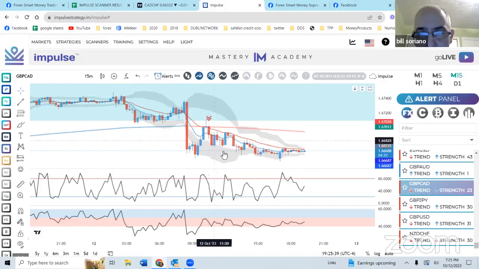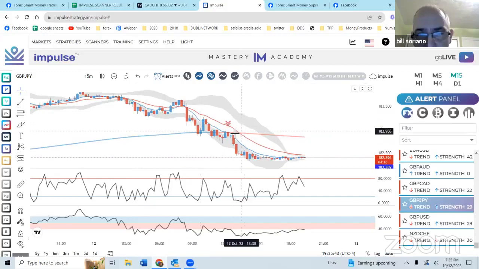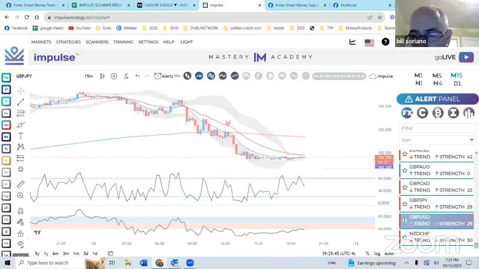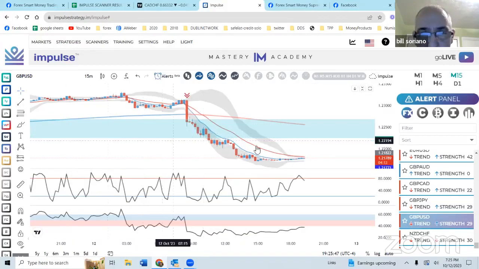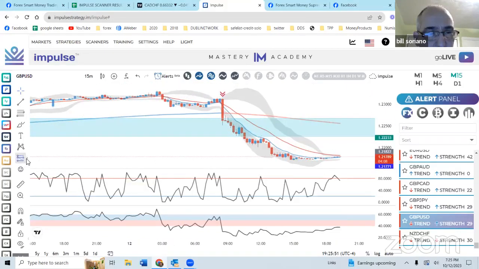GBPCAD, we got a new indicator here. I'll mark that up later. GBPJPY, another new one there. We'll mark that up later. I don't want to waste your time on all of them here, but if there's winners, I want to get them out of the way here so you could see them.